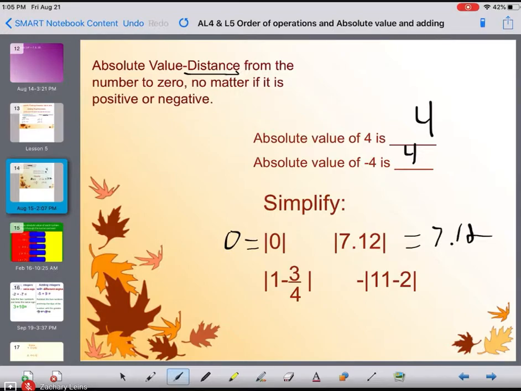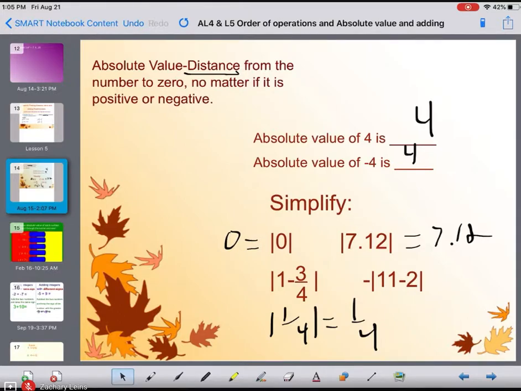All right, so let's look at a couple other more complex ones. So here, we got the absolute value of 1 minus 3/4. So 1 can be written as 4 over 4 minus 3 over 4. So it's just going to be 1/4. So it's going to be the absolute value of 1/4, which is just going to be 1/4. All right, then I'm just going to move this one over. Oops. All right, I'll keep that one there.